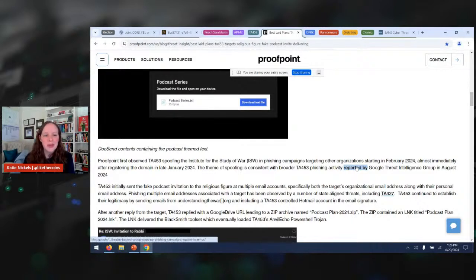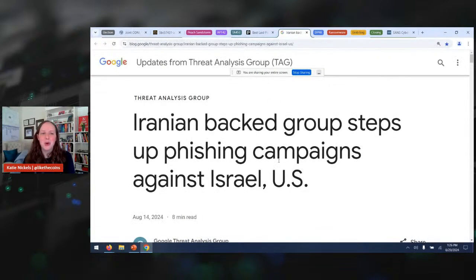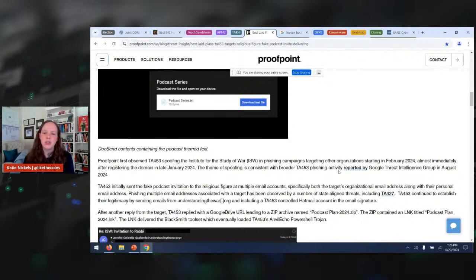TA453, a Proofpoint name, relates to this blog post we previously talked about from Google, right? So a lot of overlaps, again, thinking about overlaps. And I think it's always nice if any researchers from any of these organizations are watching, thank you for calling out overlaps with others' research. I think that is a great approach to take.